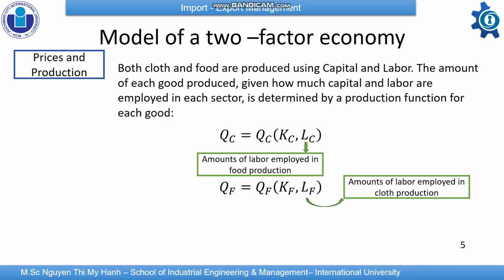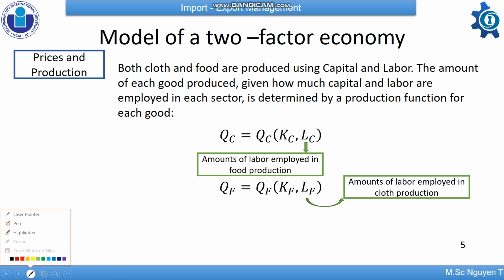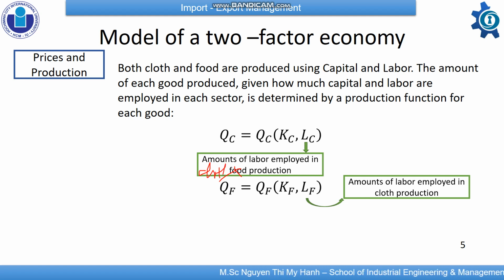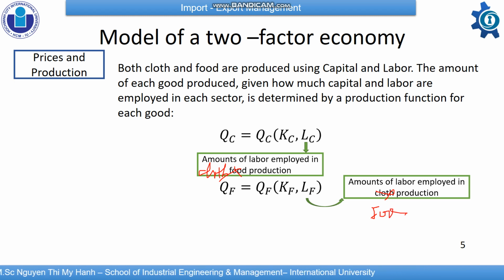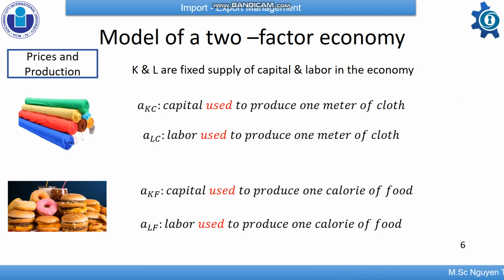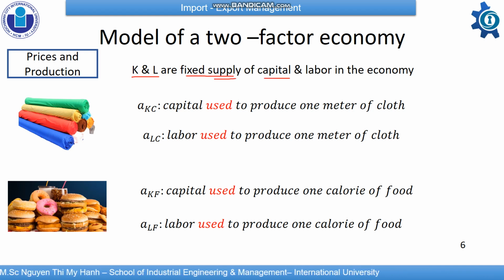And LC and LF are the amounts of labor employed in cloth production and food production. Sorry, this one should be cloth and this one should be food. Okay, remember F is for food and C is for cloth. And K and L are the fixed supply of capital and labor in the economy.